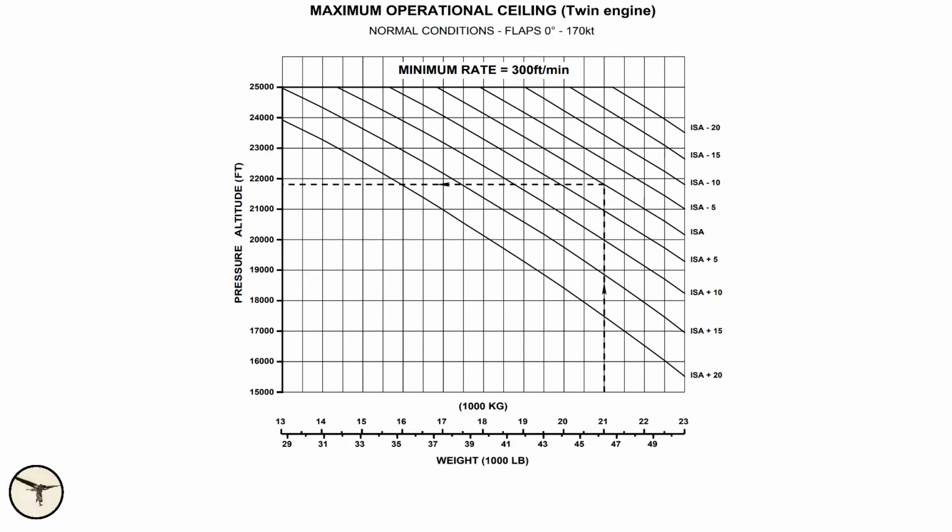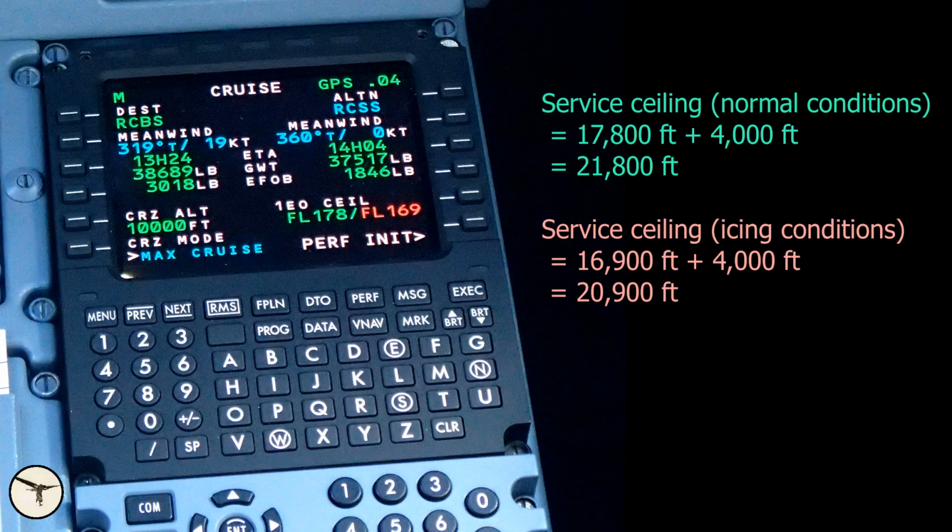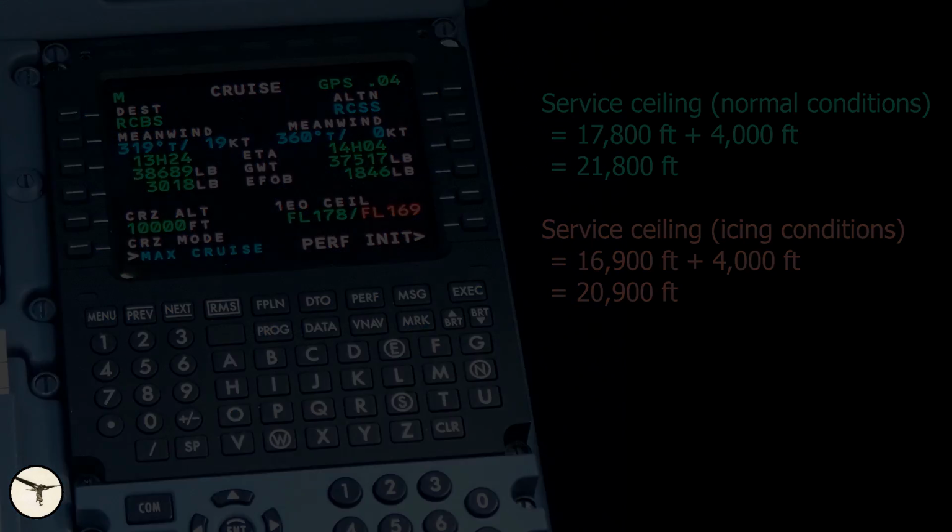How do you determine your cruise level? Normally you can use this table found in the FCOM and Quick Reference Handbook, but this is a bit cumbersome. Here is an easier method. On MCDU, you press the performance button until you see the cruise page. Here you can read 1 engine out ceiling. Your 2 engine service ceiling is 4,000 feet higher. It cannot be easier than that.